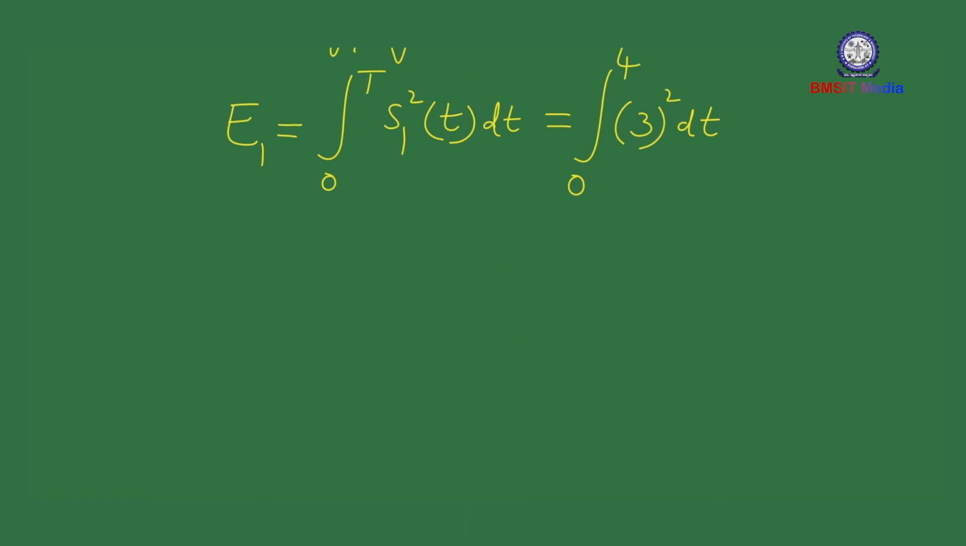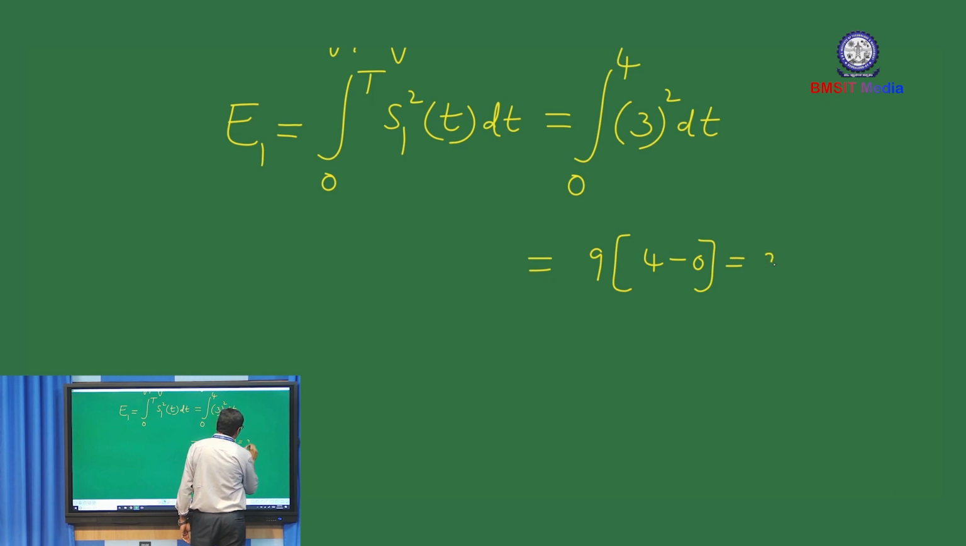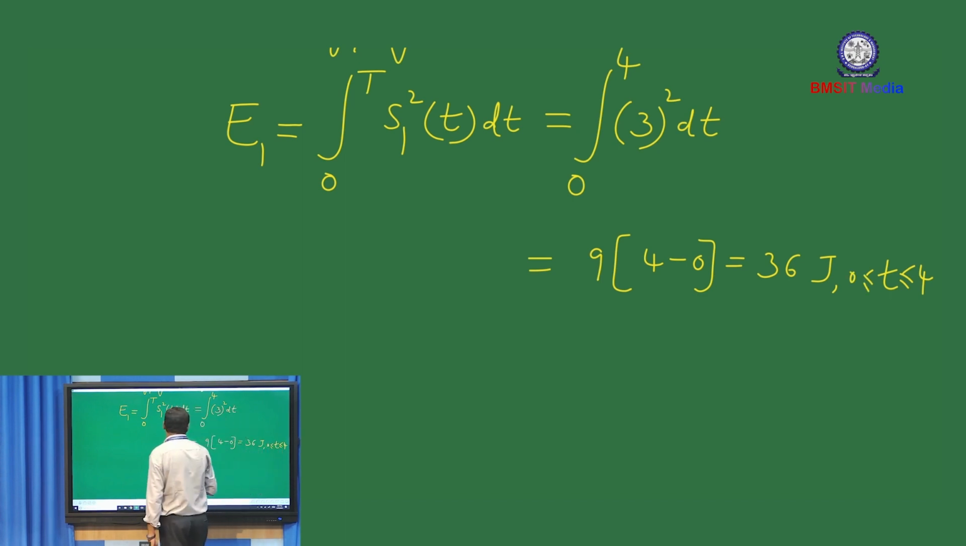So 3 square is 9 of upper limit minus lower limit, that is 9 of 4 minus 0, which is equal to 9 into 4, which is 36 joules, I can say. So this exists over the interval 0 to 4, so t less than or equal to 4 and greater than or equal to 0. So this is the energy of the signal E1.